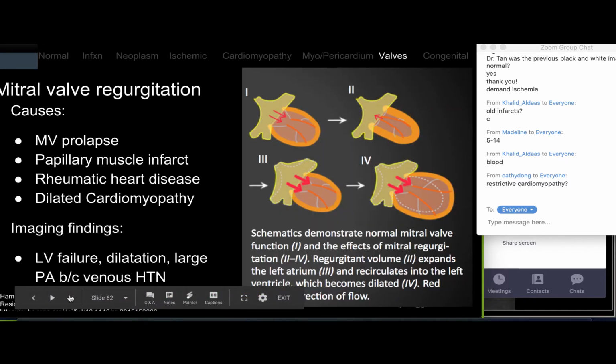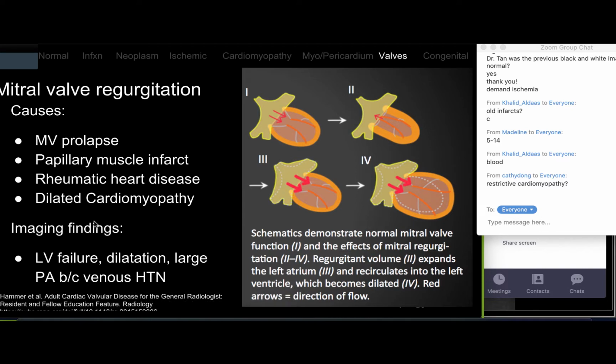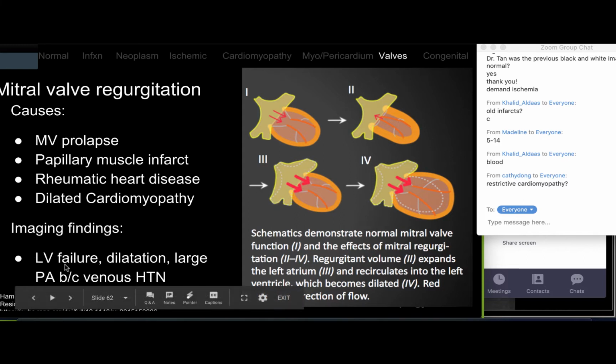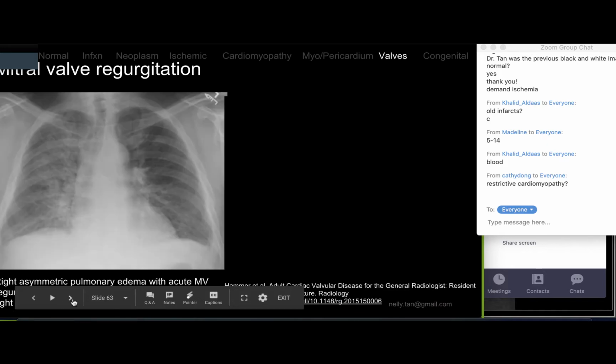So we said already that mitral valve regurgitation can occur from infarct, but it can actually happen with rheumatic heart disease and dilated cardiomyopathy as well. And it's problematic because you have insufficient outflow, since so much of the flow is regurgitating. Eventually it leads to left ventricular failure, dilatation, dilated cardiomyopathy, and venous hypertension.